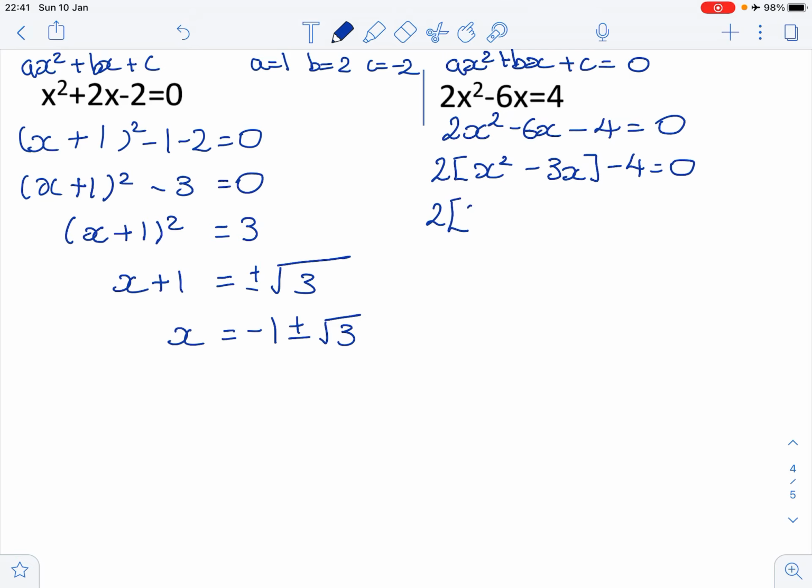Then complete the square for what's inside my square bracket. So I have x minus, so half of 3 squared, then minus 3 over 2 squared minus 4 equals 0. Now expand your bracket.